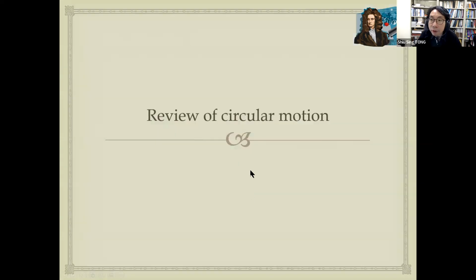Now let's have a brief review of circular motion before proceeding. It has been quite a long time since we discussed circular motion. So at this stage, I think it would be good to have a brief review of it before proceeding further to the rotation of a rigid body.